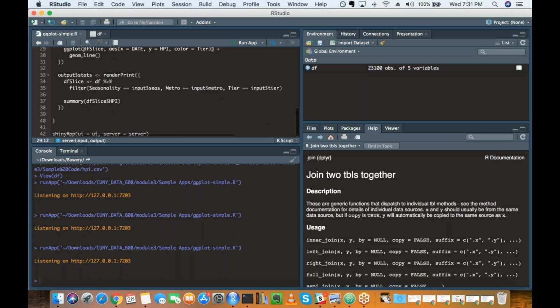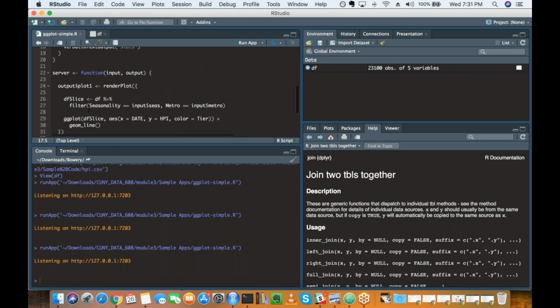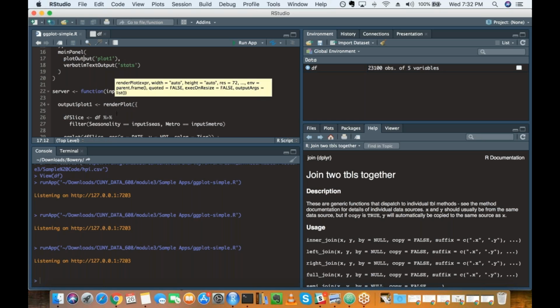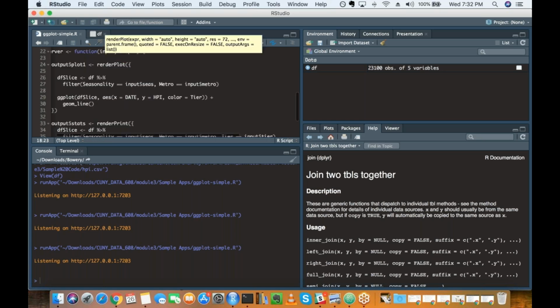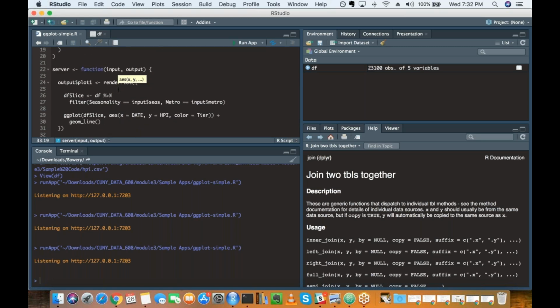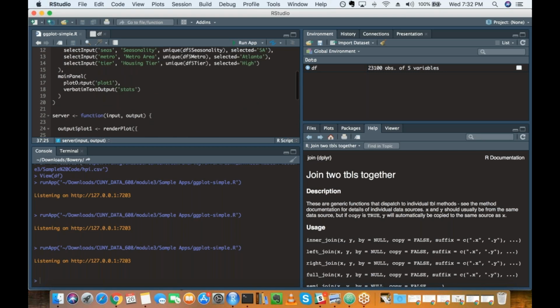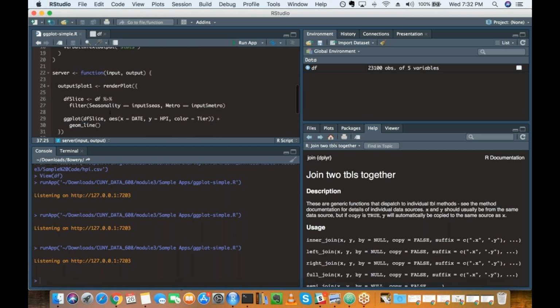And you see two functions here. Each of these outputs, like this plot output, is tied to what's called a render plot. Similarly with Plotly output, there's render Plotly. With verbatim text output, there's render print. So there's a one-to-one comparison with each of those. And these render functions are just blocks of code that end in either a ggplot or some sort of command that's going to give me a print. And that's what's going to display in the plot output.